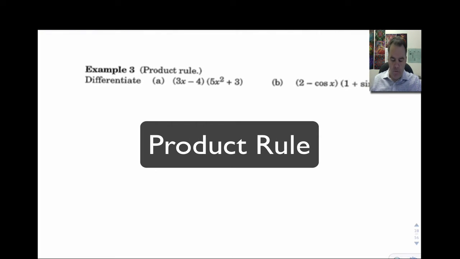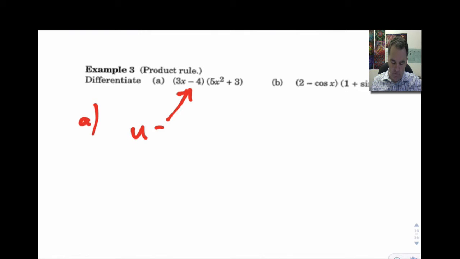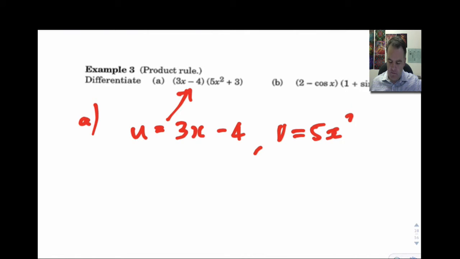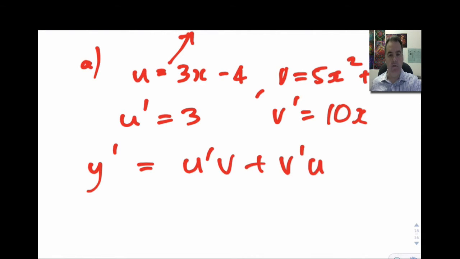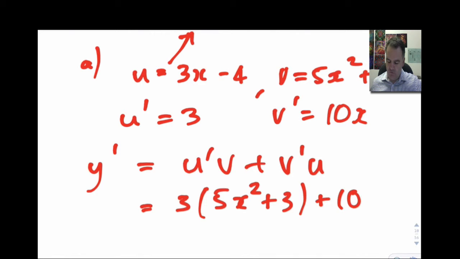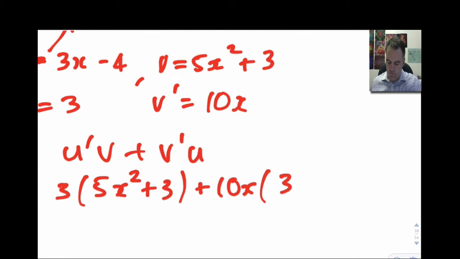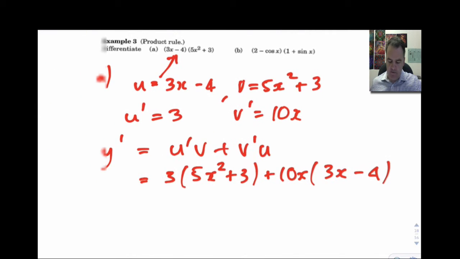Now we need the product rule more for this one. So 3x minus 4, I'm going to say that u is 3x minus 4, and v is 5x squared plus 3. u dash is 3, v dash is 10x. Product rule tells us that the derivative is u dash v plus v dash u. That's the formula from last year. So u dash times v plus v dash times u, which is 3x minus 4. So if you carefully set it up like that, you won't go wrong.